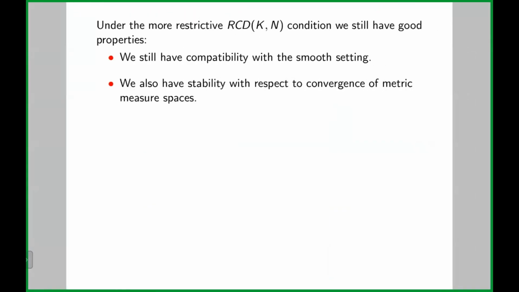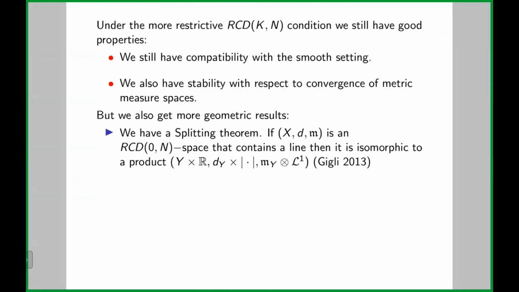So, under this more restrictive condition, we do still have some good properties. For example, we still have compatibility with the smooth setting. So Riemannian manifolds are still RCD spaces. And we also have stability with respect to convergence of metric measure spaces. That is, limits are still RCD spaces. But we also get more geometric results.